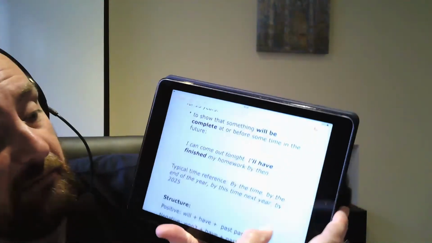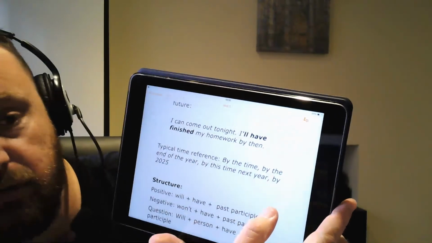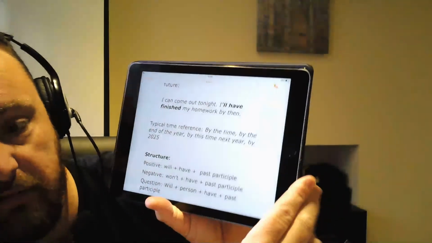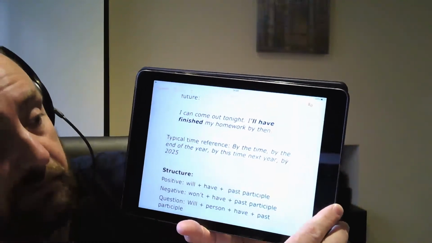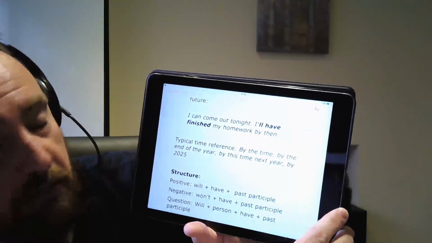So the typical time references that we use in this case, like I said, very often it's by the time, by the end of the year, by this time next week, by 2025. So those are the types of time references that we want to use for future perfect simple. Okay, so let's talk about the structure, and then again, I'm going to get you to make some sentences.